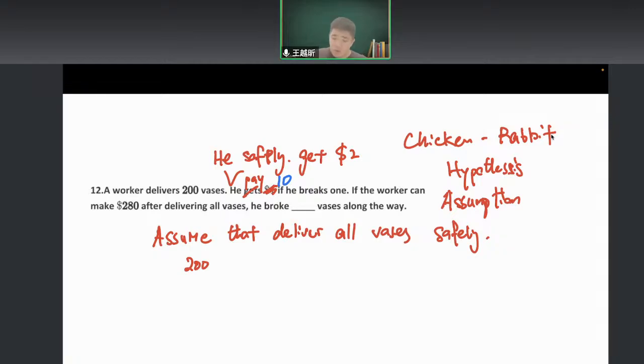We simply use the number of vessels times $2, because he gets $2 for every vessel he safely delivers. So 400. If he delivers all the vessels safely, he gets 400. But now he only gets 280. That means he broke some of the vessels.